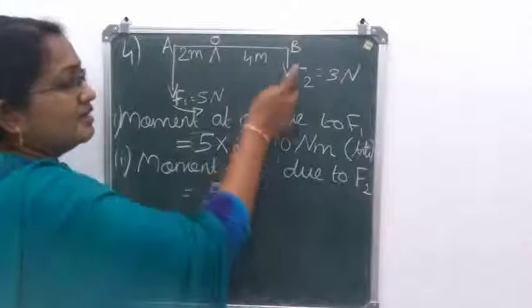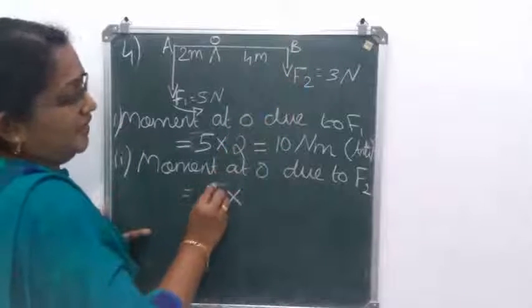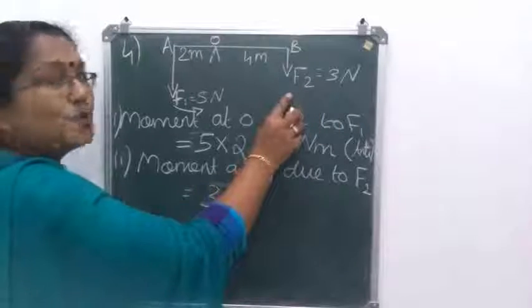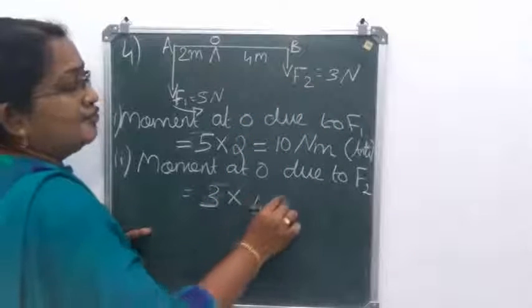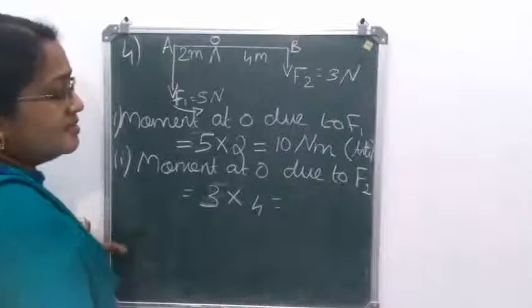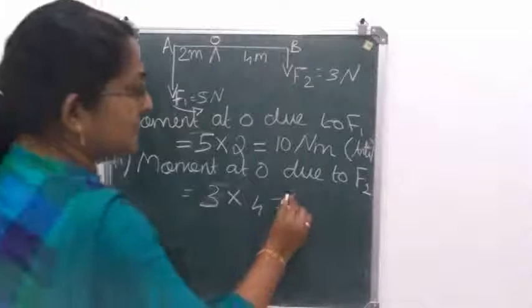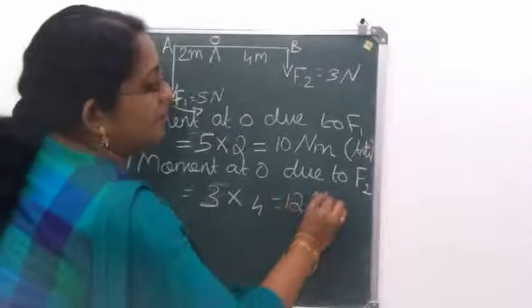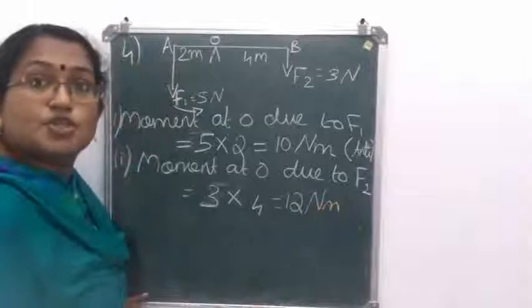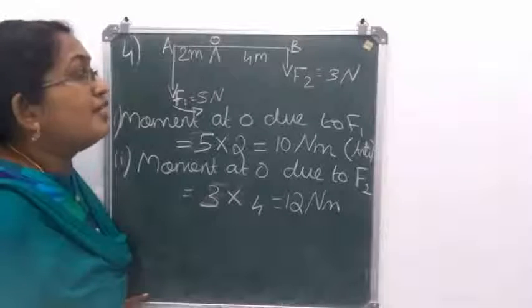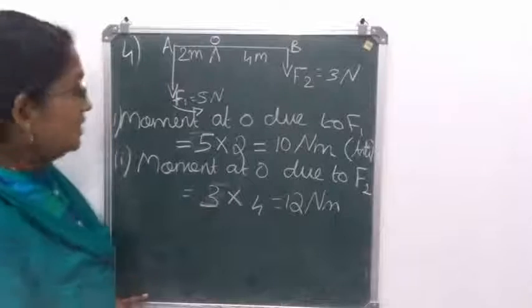Then the distance here, the force is 3 Newton. 3 Newton is the force here. Then the distance is 4. So here it is 3 into 4, which is equal to 12 Newton meter. 12 Newton meter is the moment at O due to the force F2.